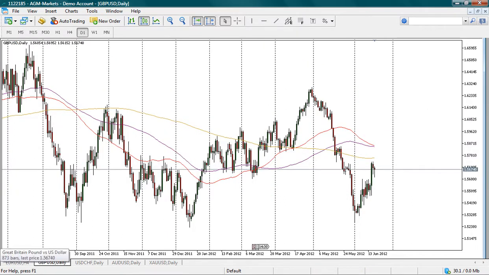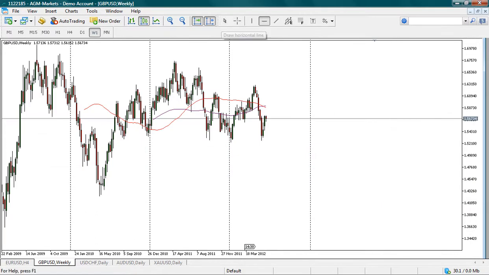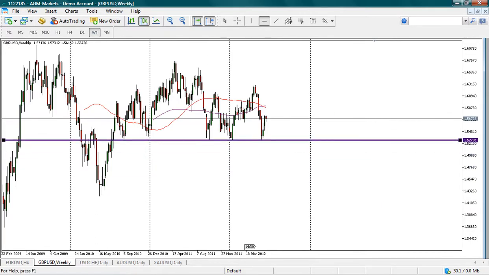Let's have a look at cable. Let's flip it to the weekly. Actually, what we're focusing on this weekly, we spoke about it last couple of weeks, was this key support zone at the 1.5277 level. Had multiple bounces off that level, as you can see on that chart. We spoke about it a couple of weeks ago that it was coming down to this level.